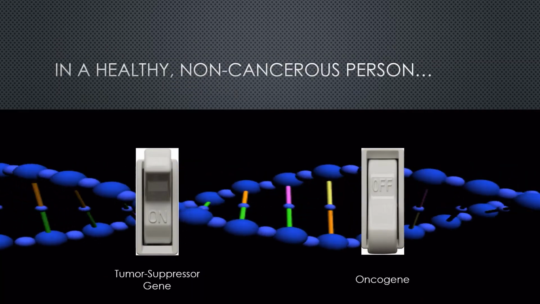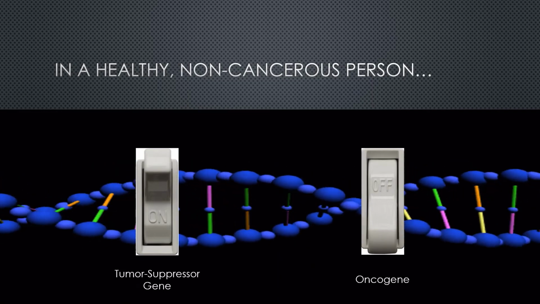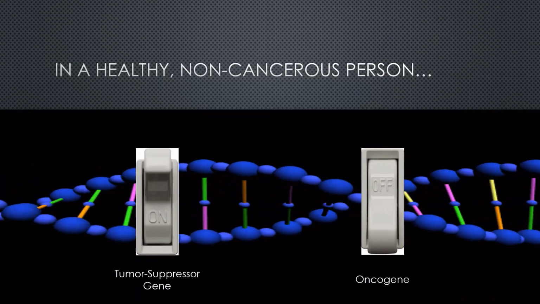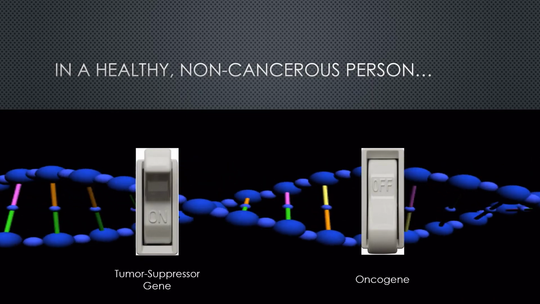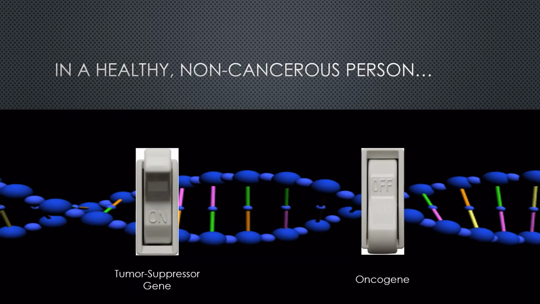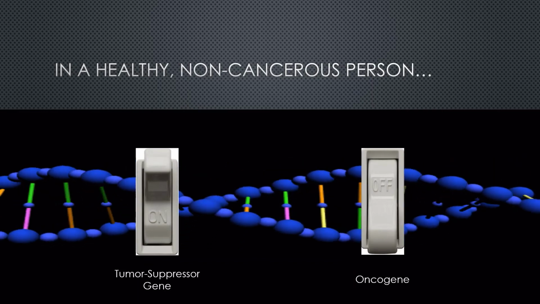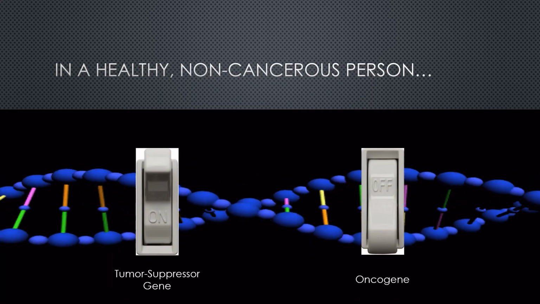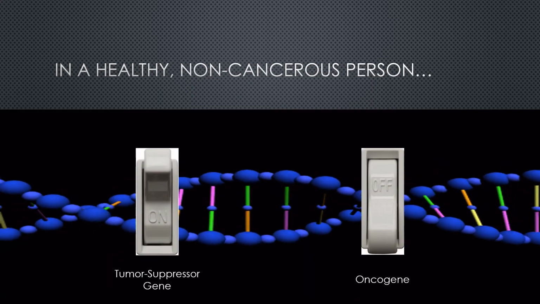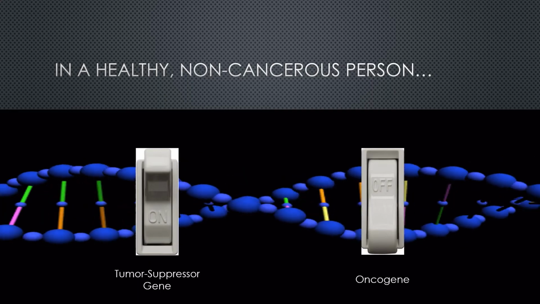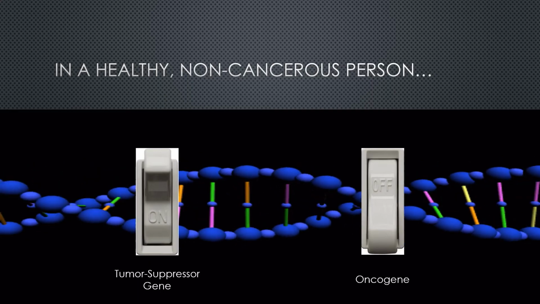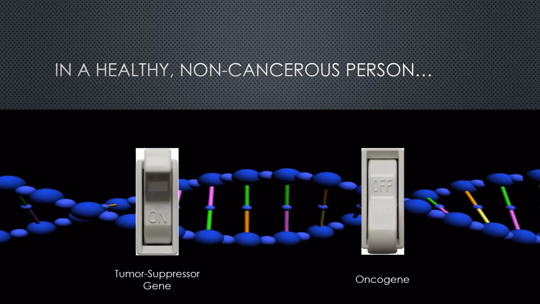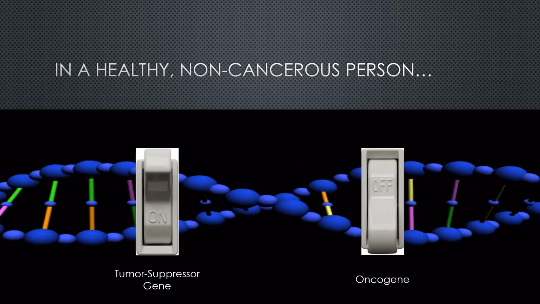In a healthy, non-cancerous person, the tumor suppressor gene is turned on while the oncogene is turned off. With both the oncogene turned off and the tumor suppressor gene turned on, cells are going to grow and divide at a normal rate. The tumor suppressor gene is on to, again, slow those cells down to make sure they don't grow and divide too quickly, and the oncogene is off in a healthy, non-cancerous person.